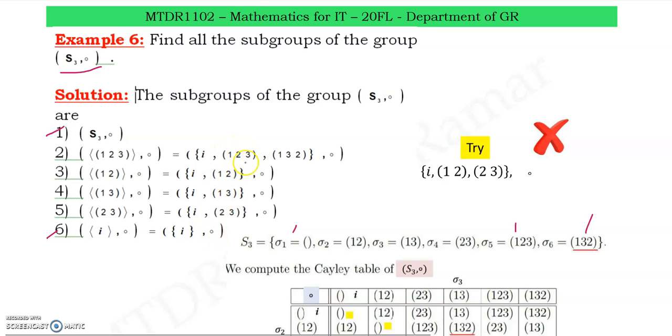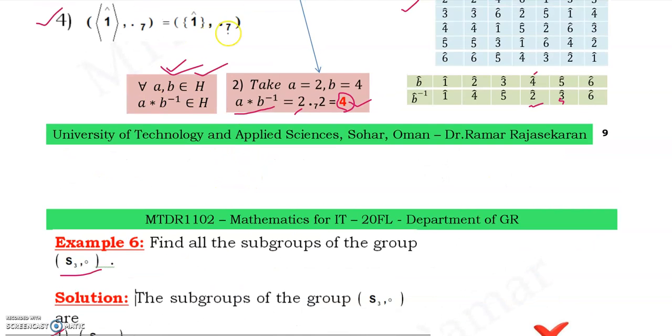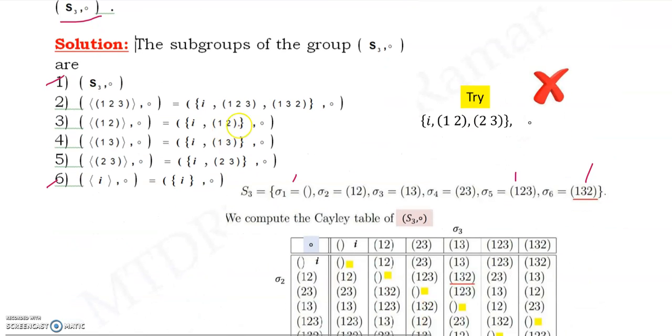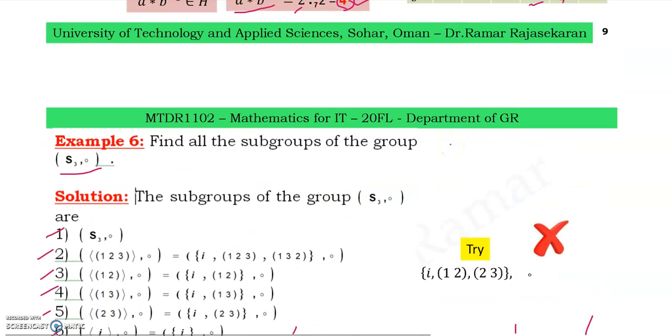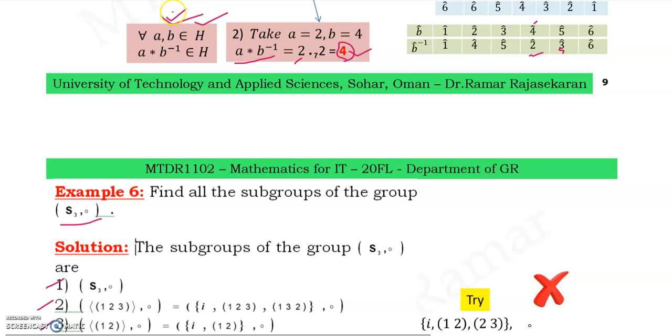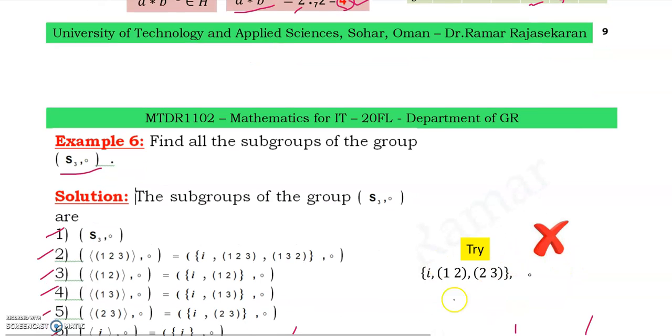Similarly, you can list. Understand what I'm telling? What I did here for this question, the same you have to check for each and every subgroup. This 2 is also a subgroup, 3 is also a subgroup, 4 is also, yes, all are subgroups. So these are all the subgroups. That is the question. Now you try this one. Definitely this is not satisfying this property, that's why this is not a subgroup of this group. This is not a subgroup.